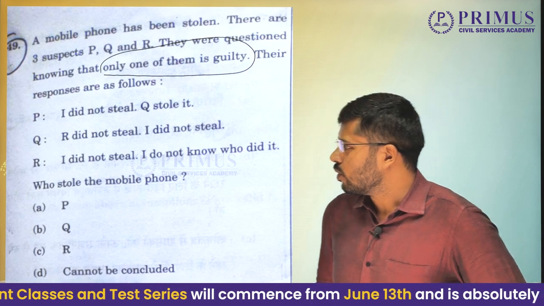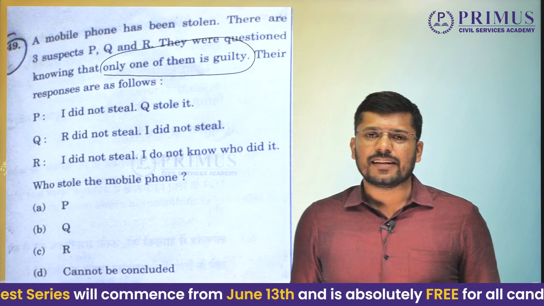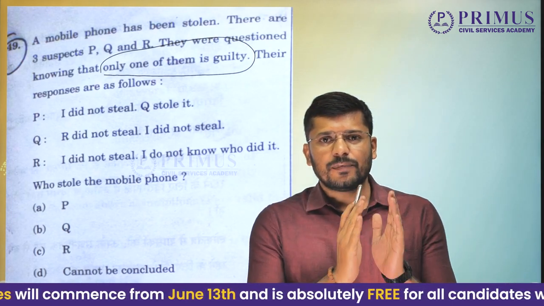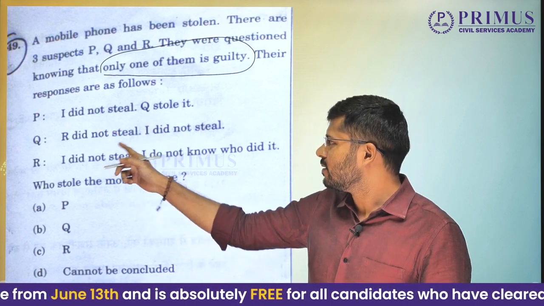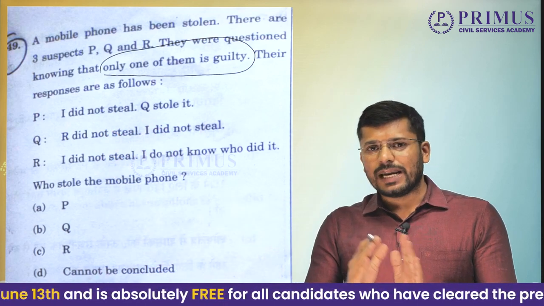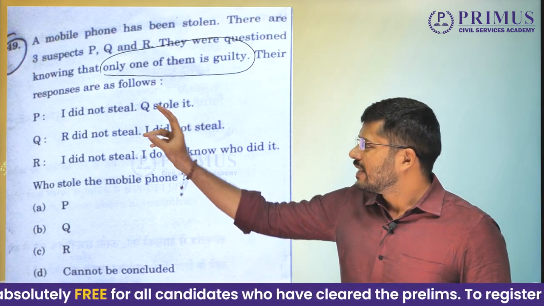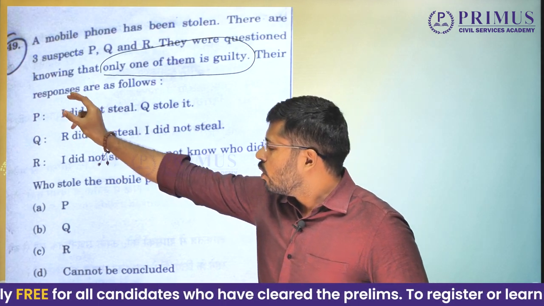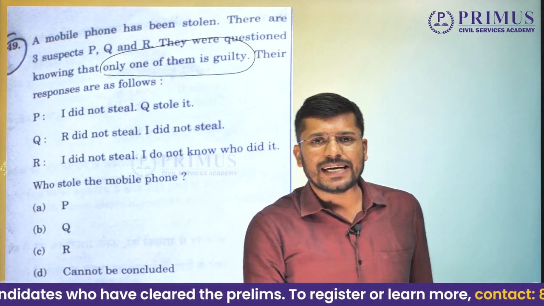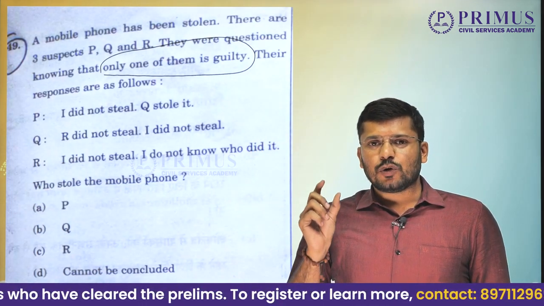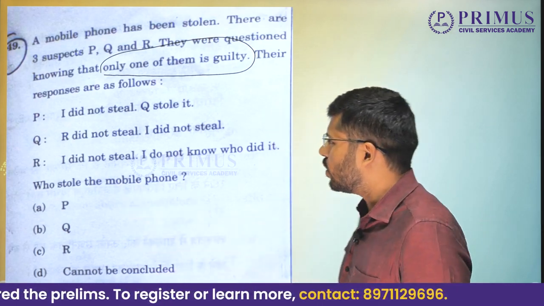So we need to see for consistency here. The guilty person would be telling a lie, or two lies in this context. Each of them is telling us two statements. So the guilty person would be lying and the non-guilty ones will be telling the truth. We need to assume P to be guilty first, then Q, then R, and based on that see if truth and false holds good. You will understand better when I solve this question.